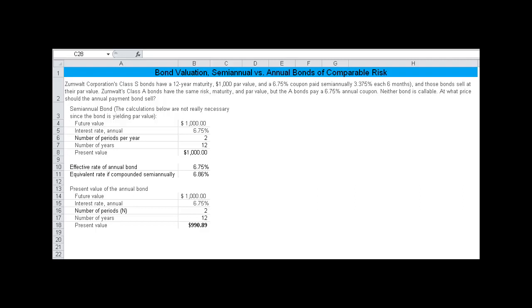Let's take a look at this bond valuation problem where we're going to compare the semi-annual paying bond with an annual paying bond. Both bonds are of comparable risk.